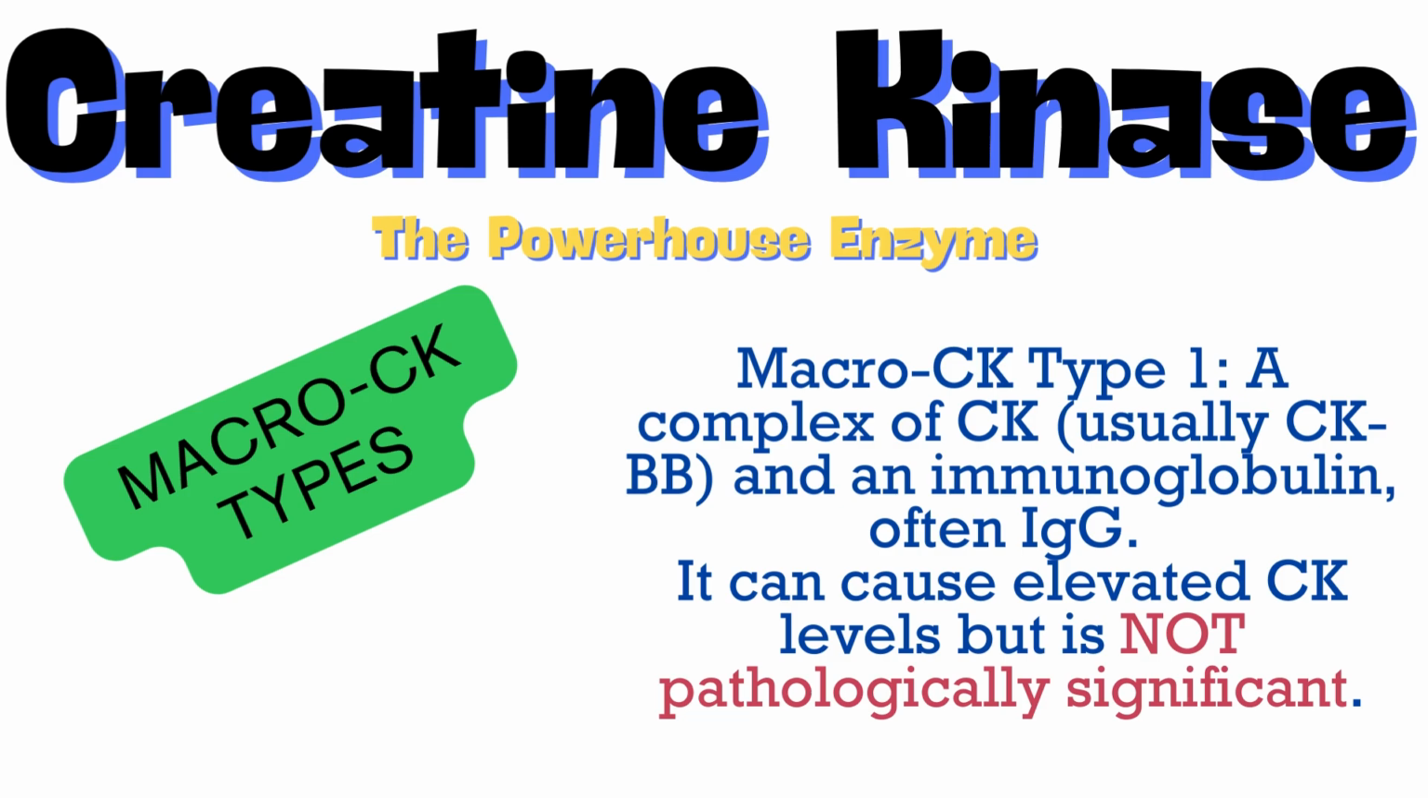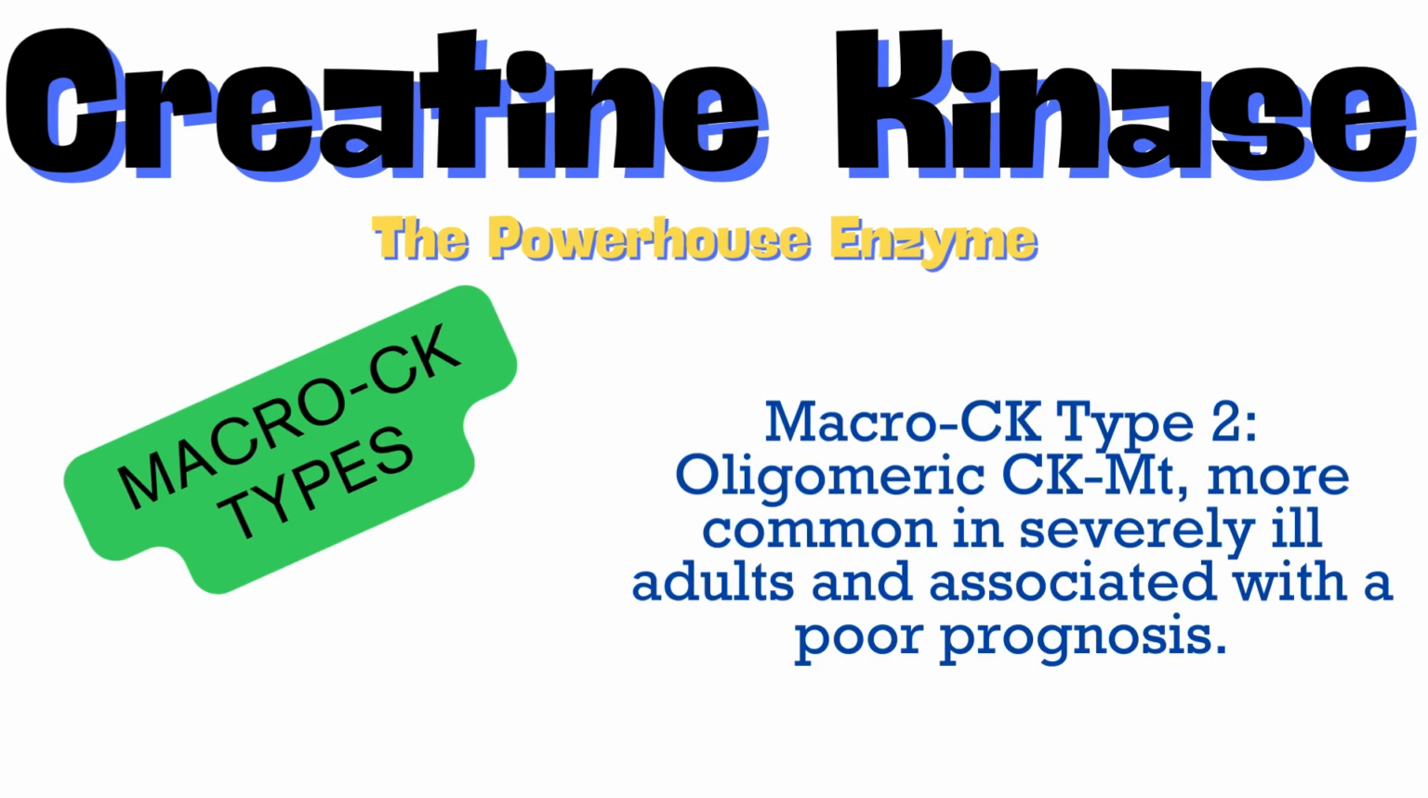Macro-CK types. Macro-CK type 1 is a complex of CK, usually CKBB, and an immunoglobulin, often IgG. It can cause elevated CK levels but isn't pathologically significant. Macro-CK type 2 is oligomeric CKMT, more common in severely ill adults and associated with a poor prognosis.